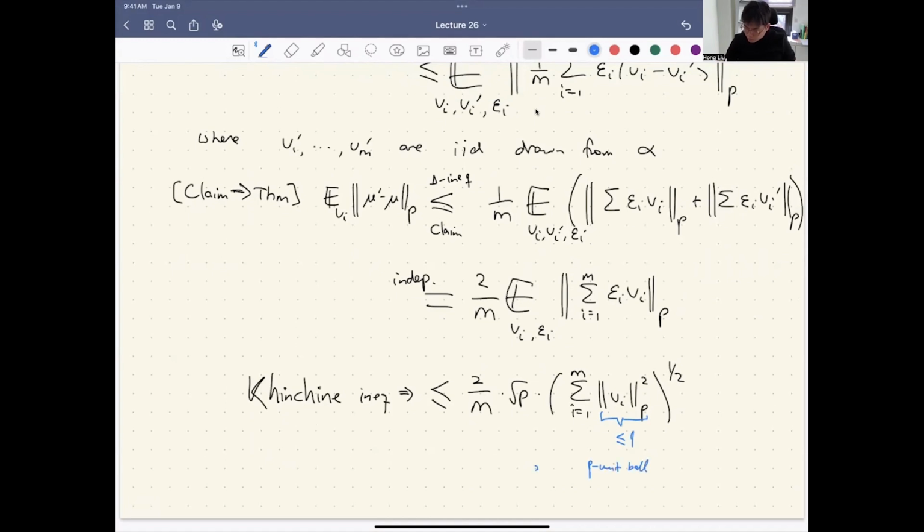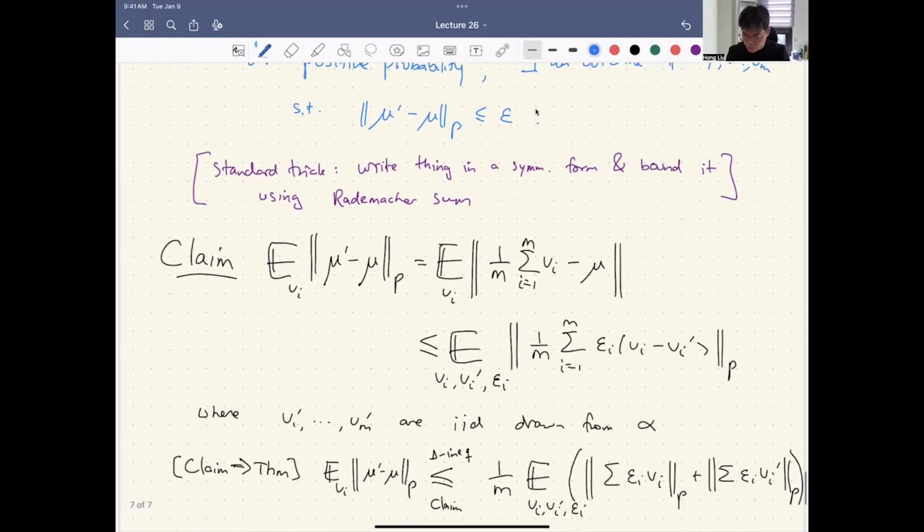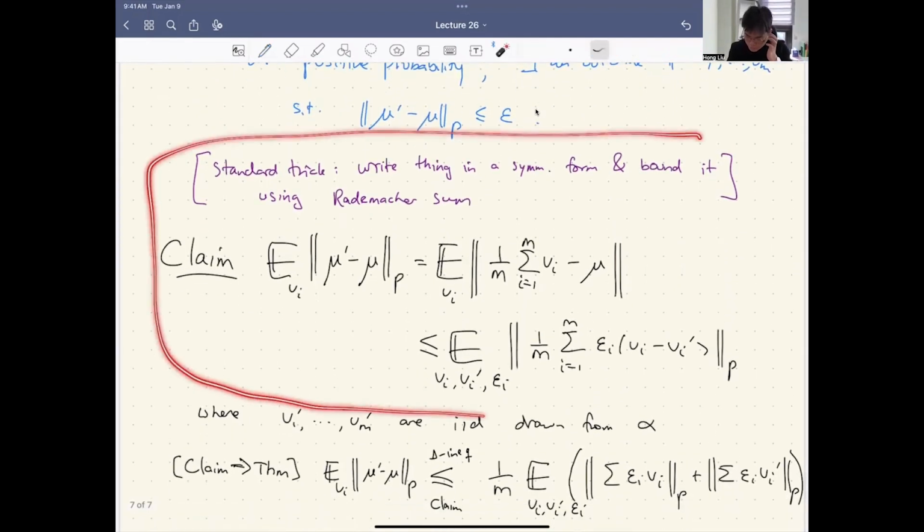All right, v_i is in the p unit ball. If this is at most 1, in total this is at most m. So this is at most square root of m. We are done. We are left with this, so this is just calculation. We are left to show this symmetrization part.